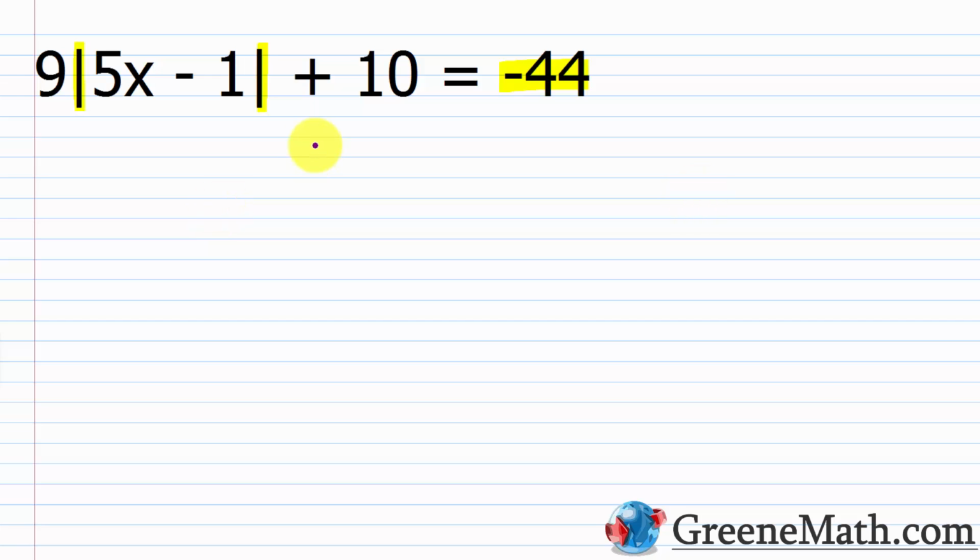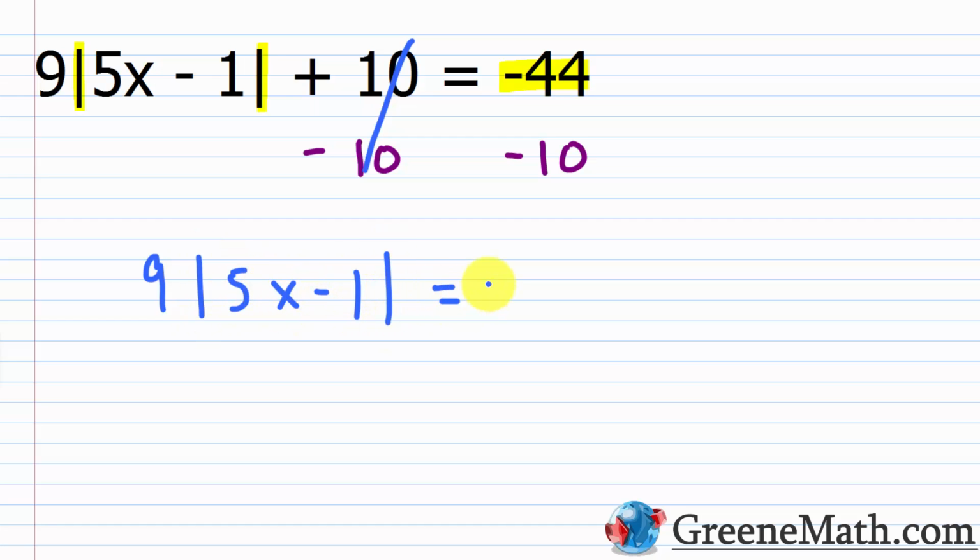So I'm going to start by just subtracting 10 away from each side of the equation, and we'll cancel this. We'll have 9 times the absolute value of 5x minus 1, and this is going to be equal to -44 minus 10, which is -54. So at this point, you pretty much know it's going to be no solution.